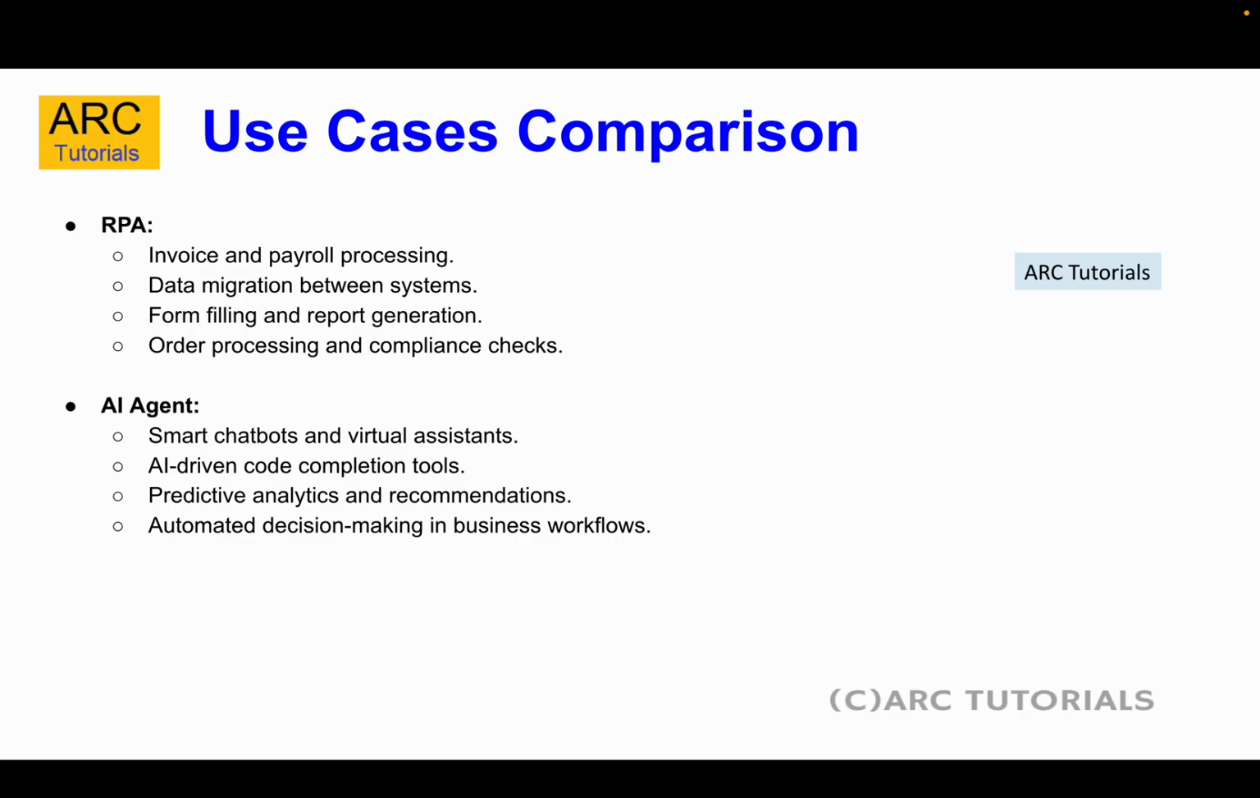Finally, some of the use cases. Like I said, invoice and payroll processing, data migration between systems, form filling, report generation, order processing. All this data which is predefined in structure can be automated, or rather we can write a script to automate it. That's what RPA is. Whereas an AI agent can be a smart chatbot, a virtual assistant, a coding assistant tool, or a code completion tool. It has predictive analytics. It has automated decision making in business workflows.